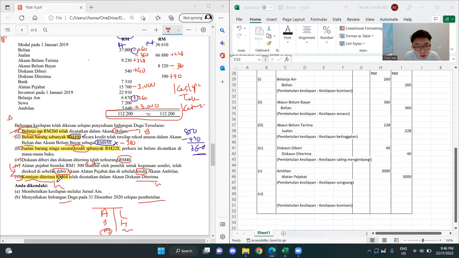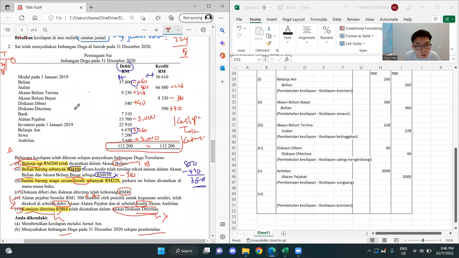So I always say the front one is the correct one. The behind one is the wrong one. So I have to take out from here, this is the wrong one. So discount diterima, where is discount diterima? This one, 390. I have to take out 64. So if I take out 64, I have to add into commission diterima. Do you have commission diterima here? We don't have commission diterima, meaning I have to open one new account for commission diterima. And commission diterima is a hasil, so you add to the credit side.